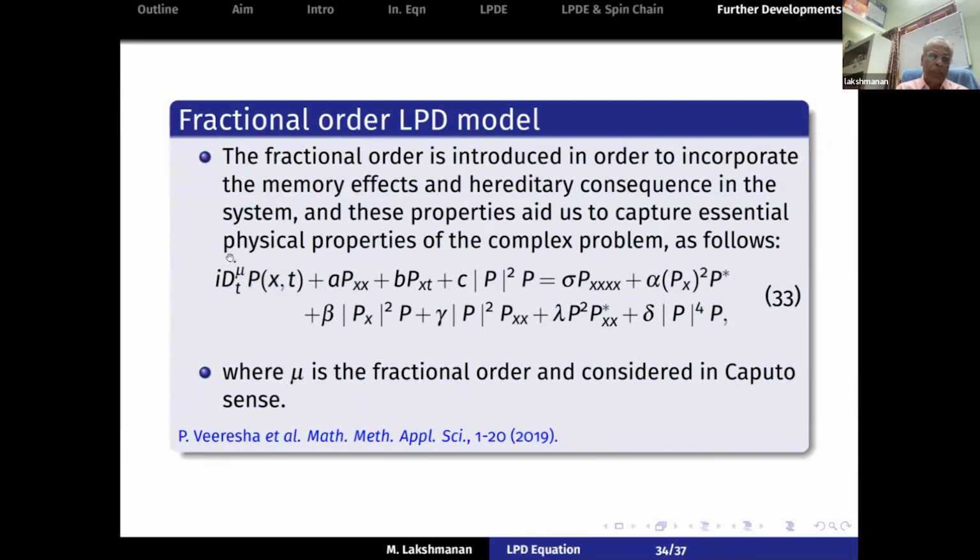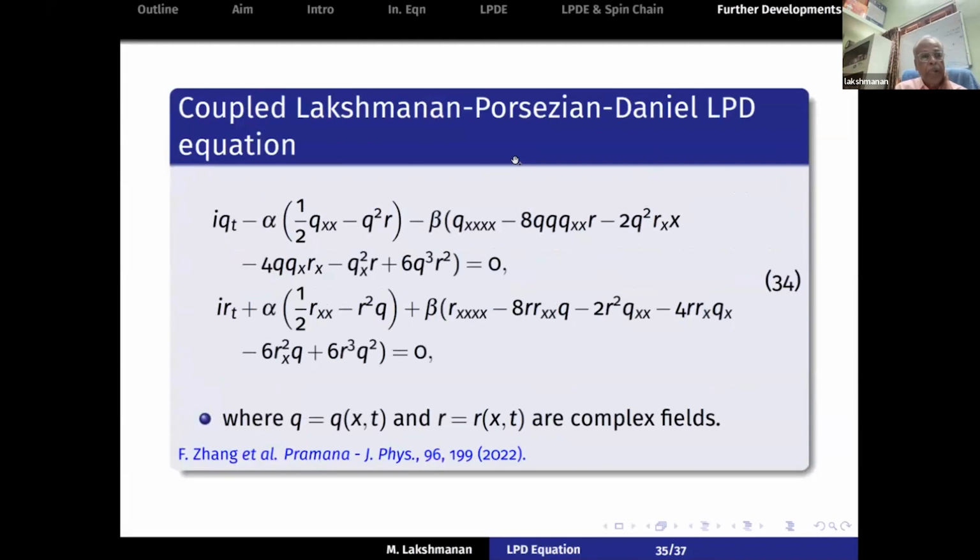So not necessarily an integer, it can take fractional values. You can consider such fractional order. You have different definitions of fractional derivatives. You have the Caputo derivative, and many other definitions of fractional order. In the sense of the Caputo derivative, for example, this equation has been analyzed in recent times. Soliton solutions and other kinds of solutions have been obtained.